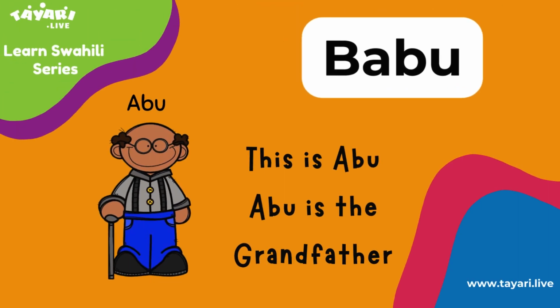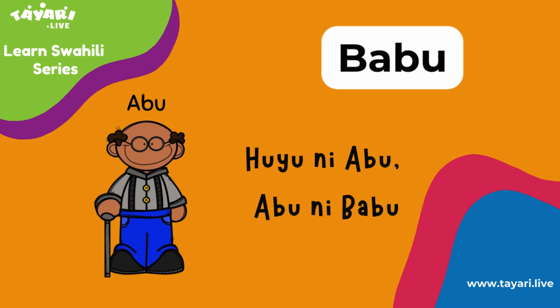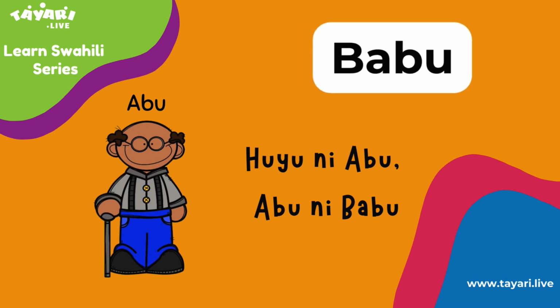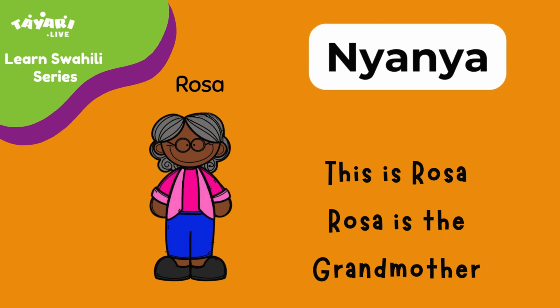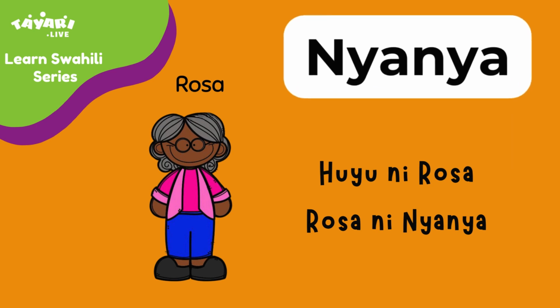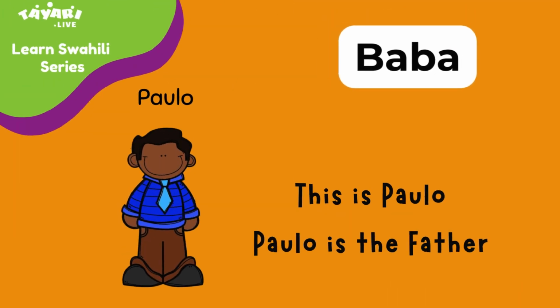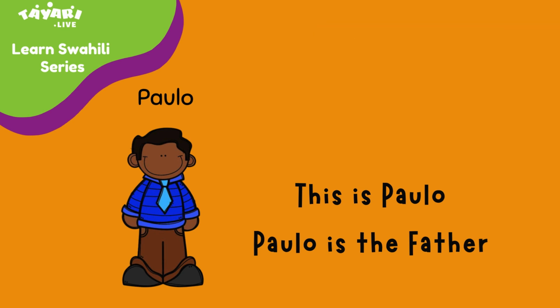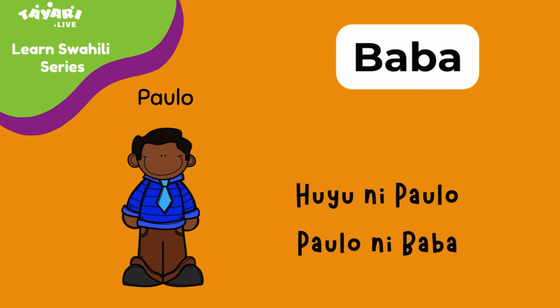This is Abu. Abu is the grandfather. Huyu ni Abu. Abu ni babu. This is Rosa. Rosa is the grandmother. Huyu ni Rosa. Rosa ni nyanya. This is Paulo. Paulo is the father. Huyu ni Paulo. Paulo ni baba.